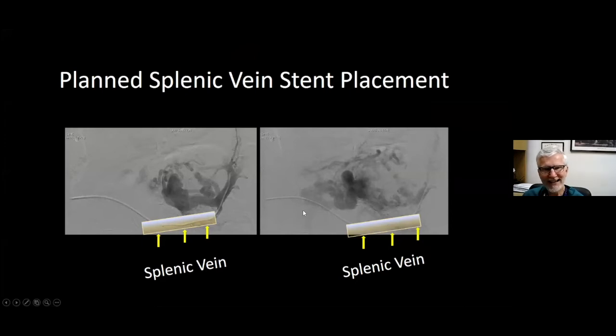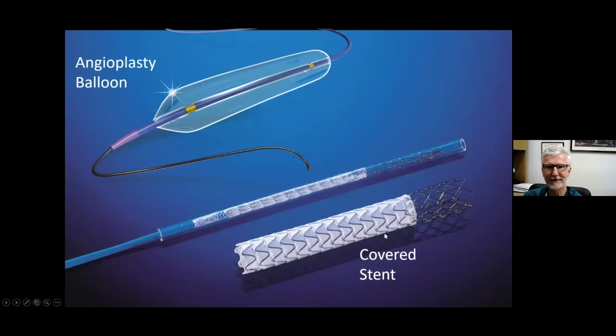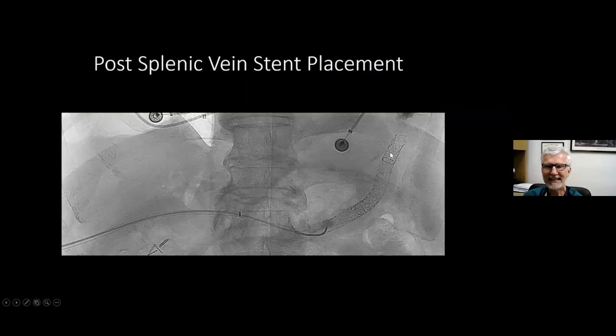So we planned for this case to put a covered stent. In our case, we used a Viatorr stent. We want to put the stent in that occluded splenic vein to restore blood flow from the spleen into the normal pressure portal system. We balloon dilate the splenic vein. We use a covered stent in the splenic vein. And then we line this occluded splenic vein with our covered stent.